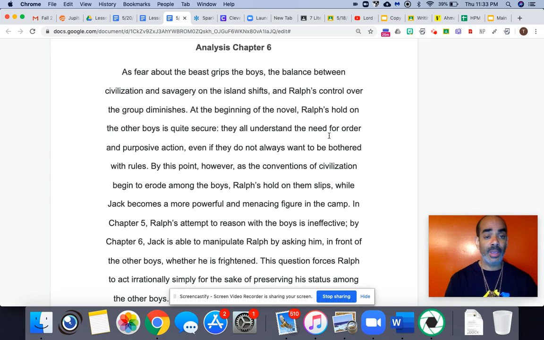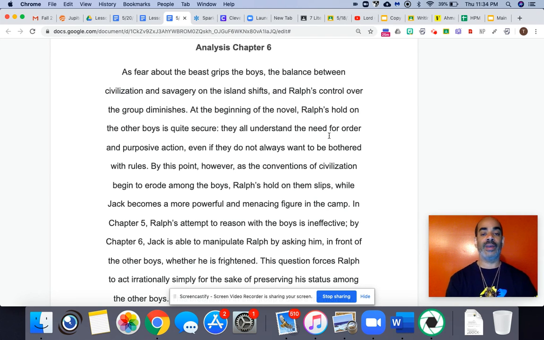As fear about the beast grips the boys, the balance between civilization and savagery on the island shifts, and Ralph's control over the group diminishes. At the beginning of the novel, Ralph's hold on the other boys is quite secure. They all understand the need for order and purposeful action, even if they do not always want to be bothered with rules.